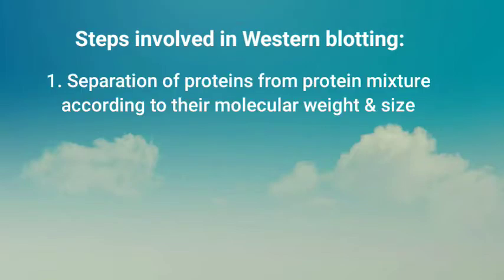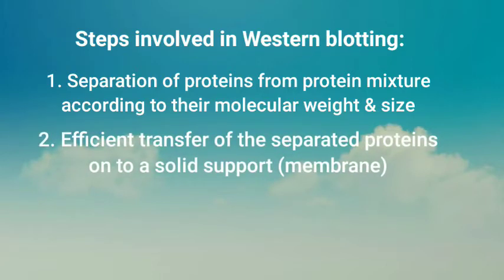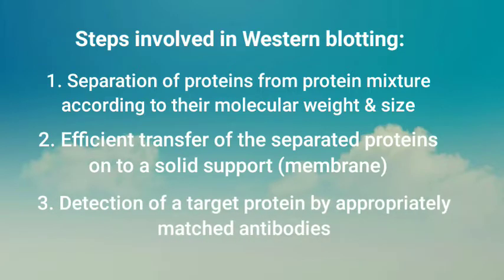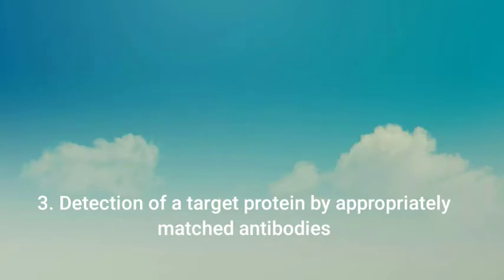Steps involved in Western blotting. First step is separation of proteins from the protein mixture according to their molecular weight and size by electrophoresis. Second step is efficient transfer of separated proteins onto a solid support. This is called blotting. Third step is detection of target proteins by appropriately matched antibodies.